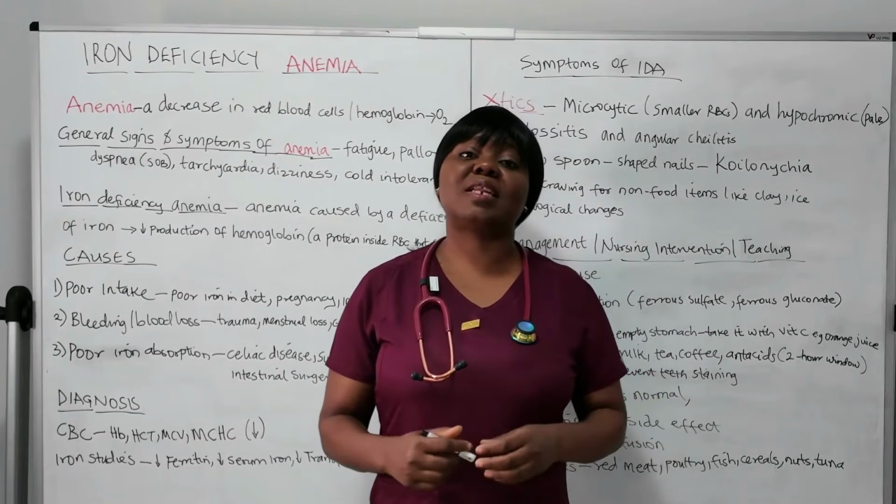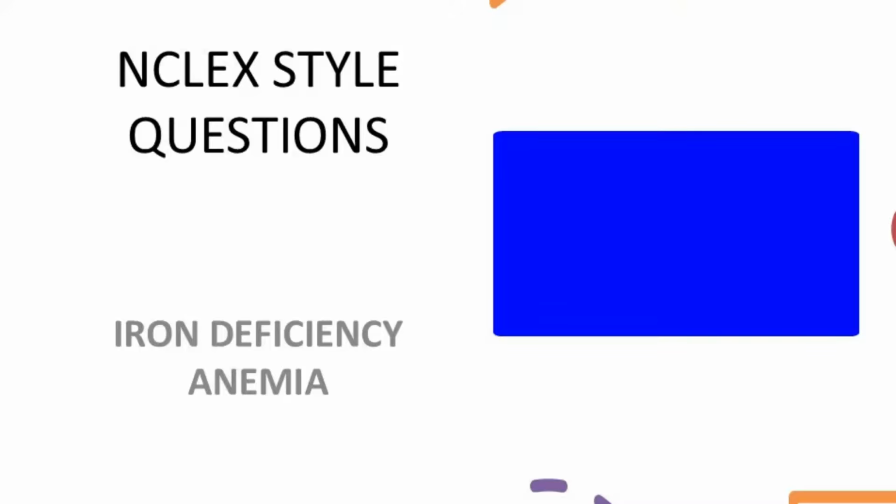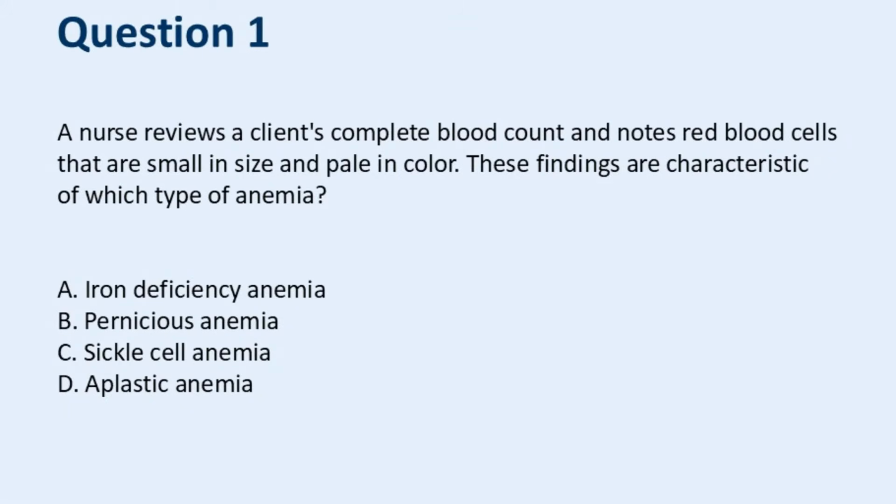Now let's look at some NCLEX-style questions that will test your knowledge on iron deficiency anemia. The first question: A nurse reviews a client's complete blood count and notes red blood cells that are small in size and pale in color. These findings are characteristics of which type of anemia? A. Iron deficiency anemia. B. Pernicious anemia. C. Sickle cell anemia. D. Aplastic anemia.